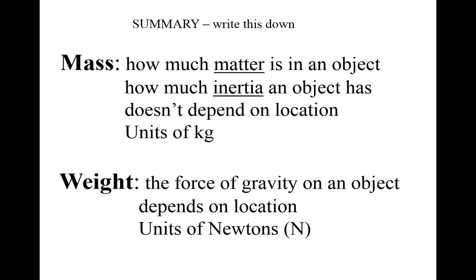So just to summarize everything that we went through: mass depends on how much matter there is in an object. It's how much inertia an object has. It does not depend on your location, and it's measured in kilograms in the metric system, or grams. Weight is the force of gravity on an object by some planet or some other object. It depends on your location. Your weight will change if you go to the moon, but your mass will not. And it's measured in units of newtons in the metric system.